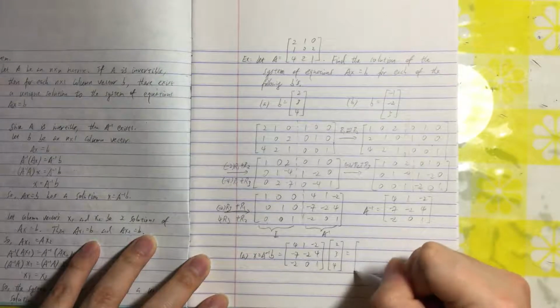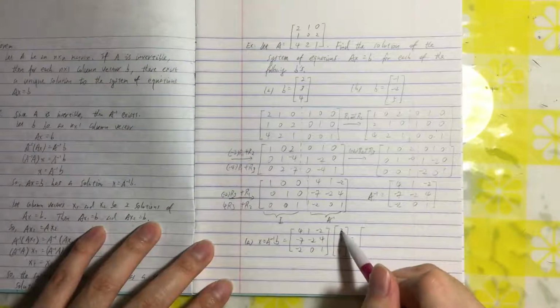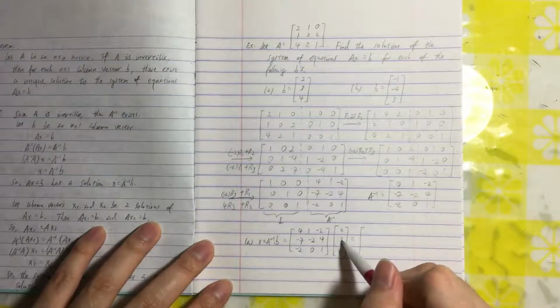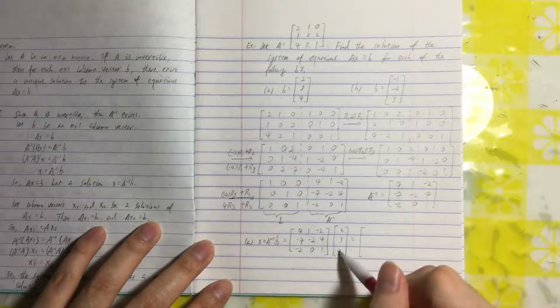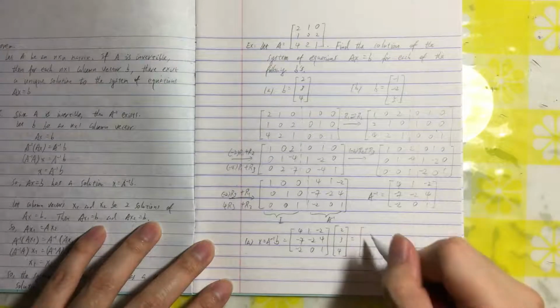Then multiply. Take row times column. 2 times 4 is 8. 3 times 1 is 3. 4 times negative 2 is negative 8. 8 plus 3 minus 8 is 3.